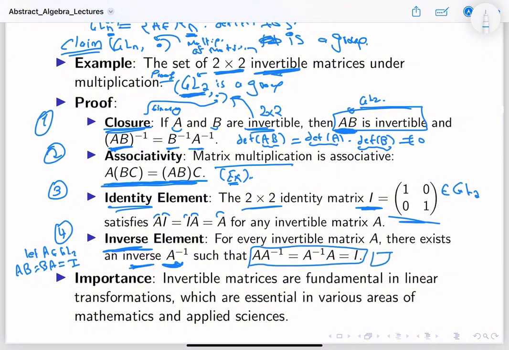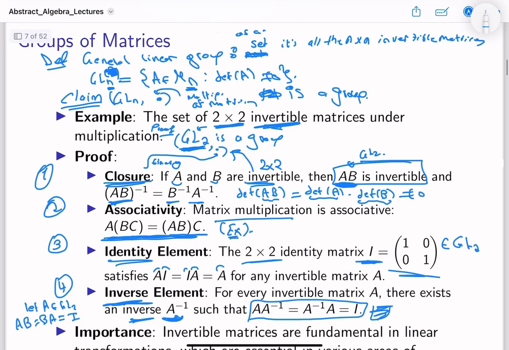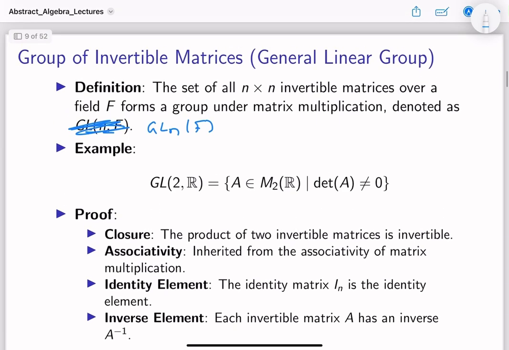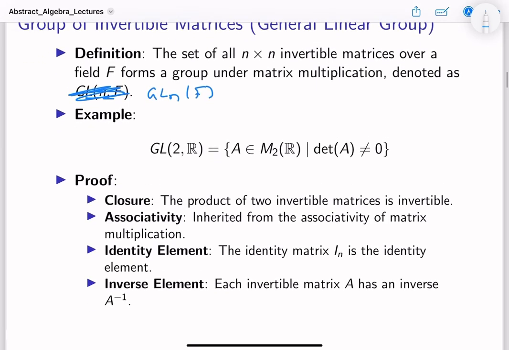And this actually completes the proof. This completes the proof that GL2 is a group. And I want you to adjust this proof so that it works for GLN as an exercise for you guys. And if you guys want to see a cleaner proof, here's a cleaner proof to look at.